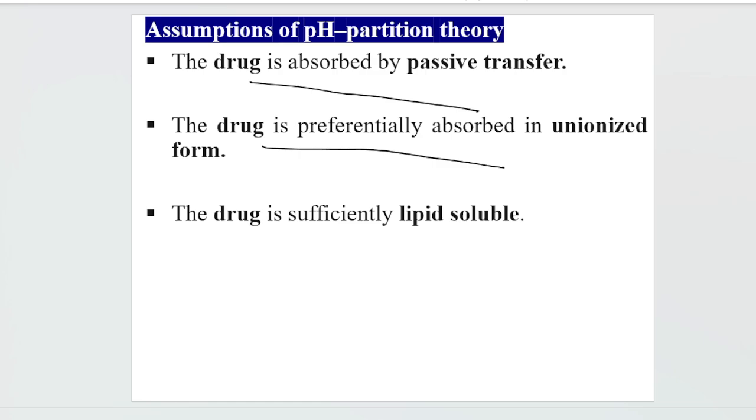So this is all about today's lecture, basically about Fick's law of diffusion and pH partition theory, that affect the passive transfer of the drug from the GIT or from the site of absorption to the blood. If you have any question, you can ask, and I will be pleased to answer those questions. Thank you.